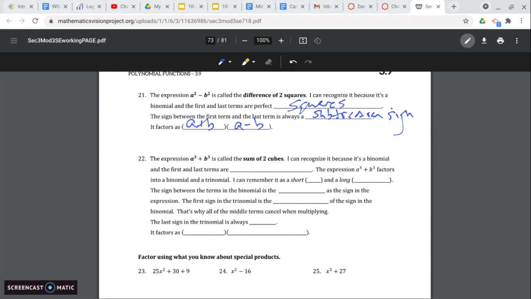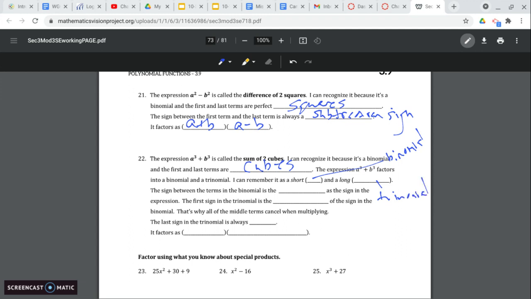All right, the expression a to the third plus b to the third is called the sum of two cubes. I can recognize it because it's a binomial and the first and last terms are cubes. The expression a to the third plus b to the third factors into a binomial and a trinomial. I can remember it as a short. The first one is a binomial. Second one is a trinomial. I know it's hard to read.